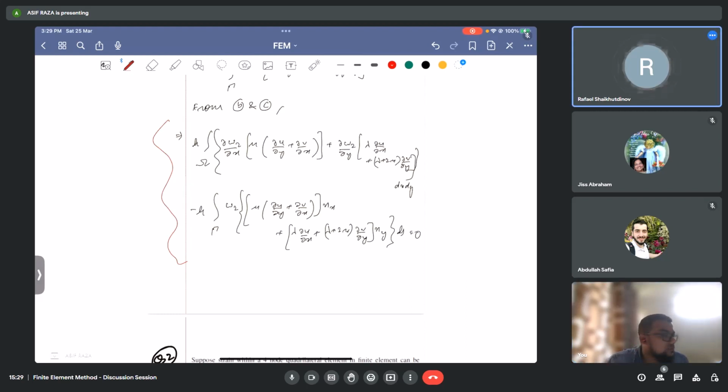Could you please remind us of Green's theorem? I believe it is used here. How is it used here?